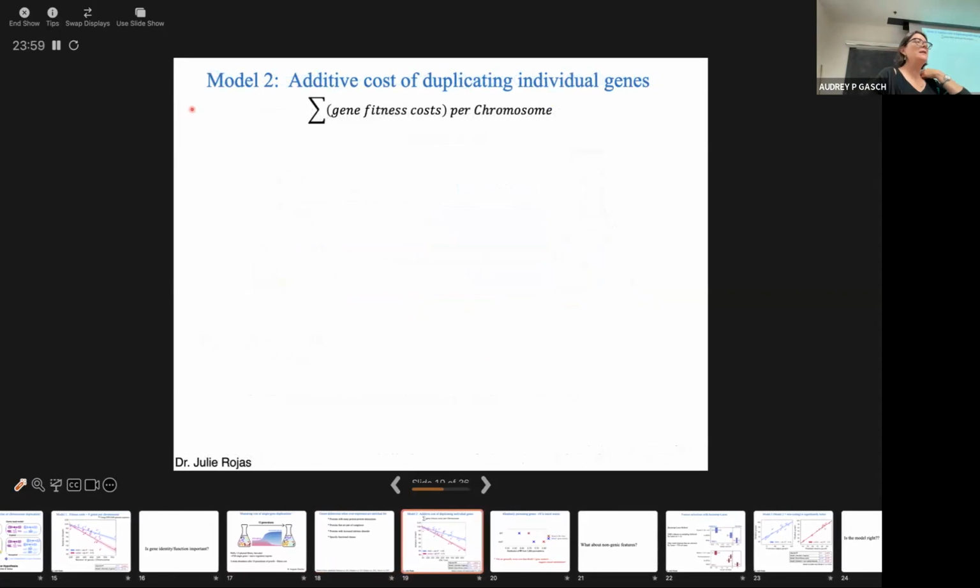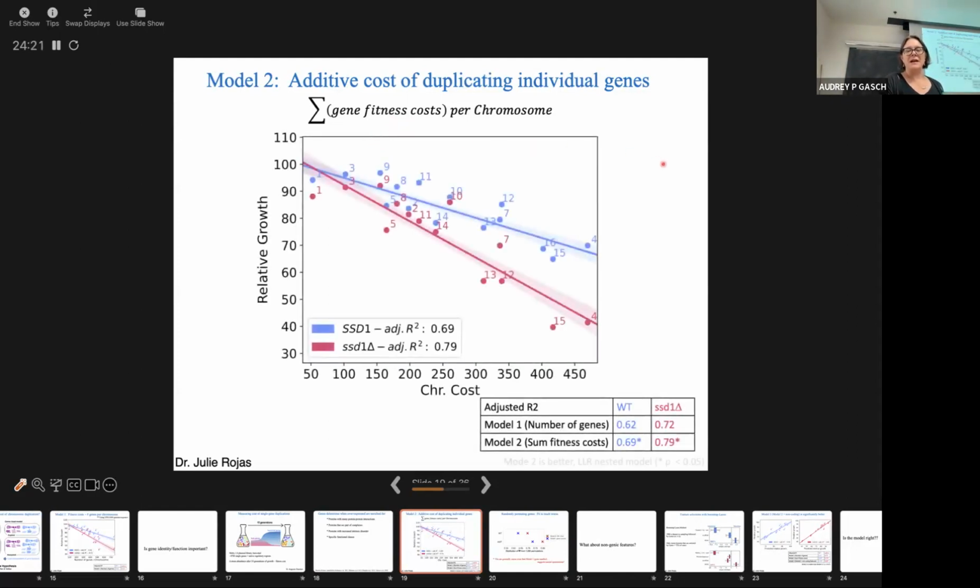So Julie now tried a new model. Remember, we have the measured fitness costs. We want to see if we can better use modeling to predict what those costs would be. But now instead of just summing up the number of genes per chromosome, she's summing up the fitness costs that we measured for duplicating each of those genes one at a time. And so now what she finds, the plot looks probably the same. You get some fits, but the important point is down here.